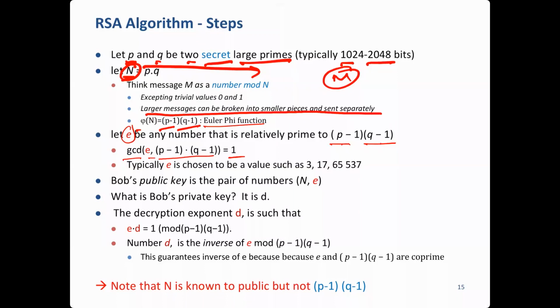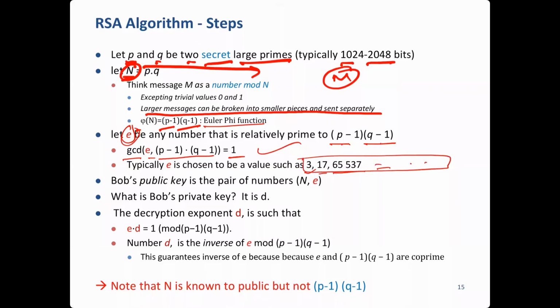All right, so now this is a condition. You can pick any E such that this condition is satisfied. So E can be 3, 17, whatever. It could be a very large number.